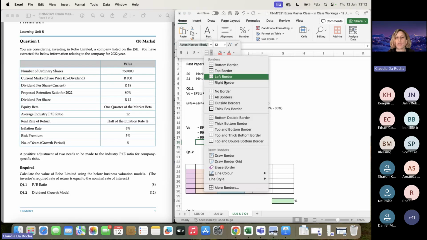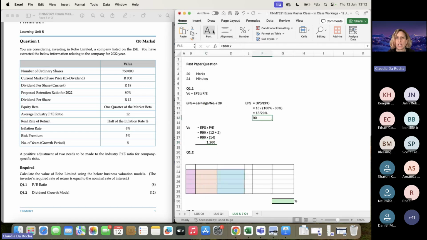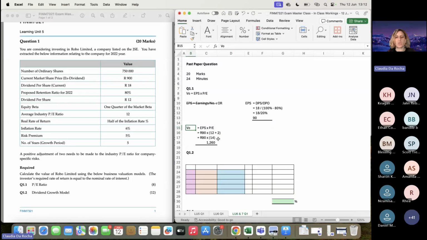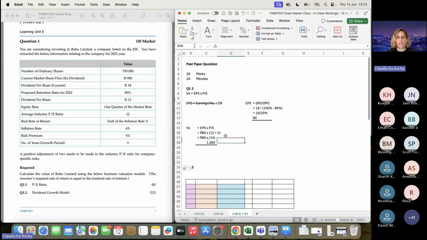Okay, but we haven't answered the question yet, because what it's asked us to do, it says calculate the value of Robo Limited. When they say this, they're asking you to calculate the value of a company. This VO is only per share. This 1260 is only per share. So for us to calculate the total value of company, we want to say value per share, which is the VO, times your number of shares.